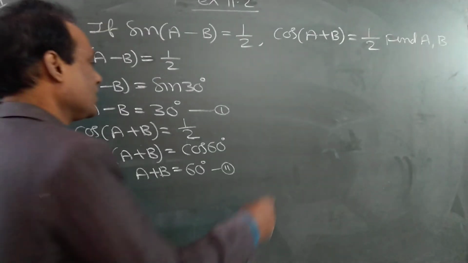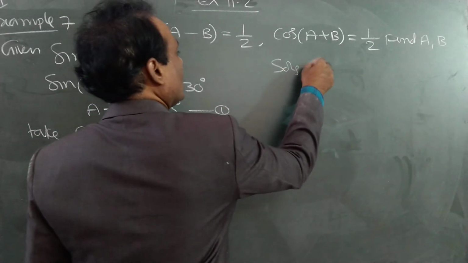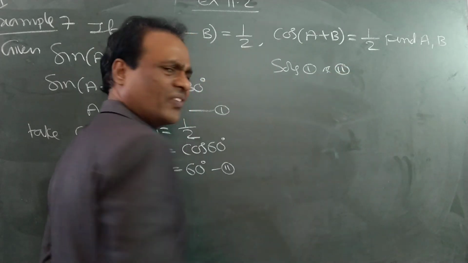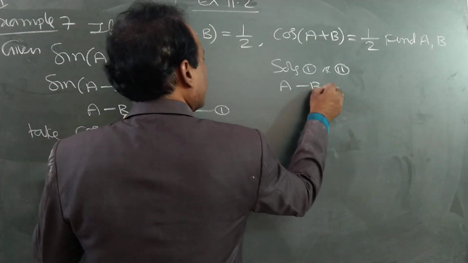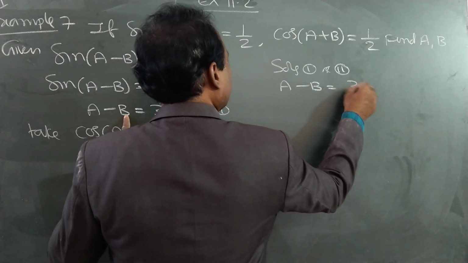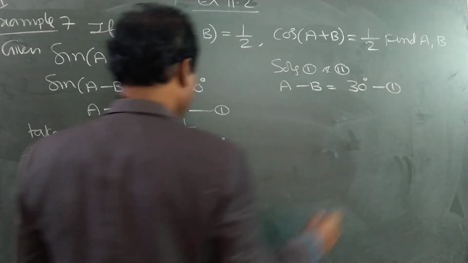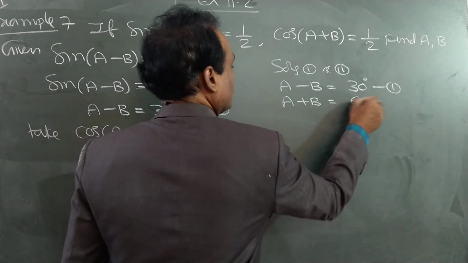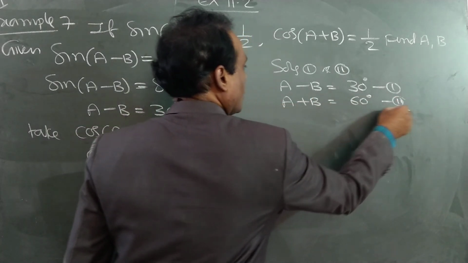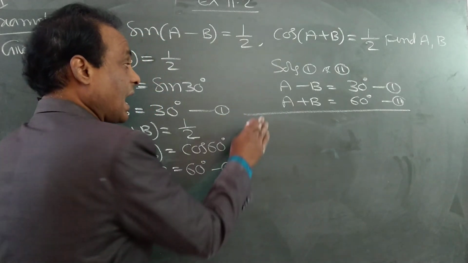Now how am I solving? Solving equations 1 and 2. You know how to solve the equations; you studied in the lower classes. A minus B is equal to 30 degrees, first equation. Second equation is A plus B is equal to 60 degrees. So how to solve the equations? Add.